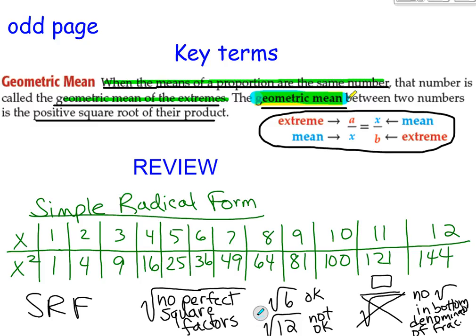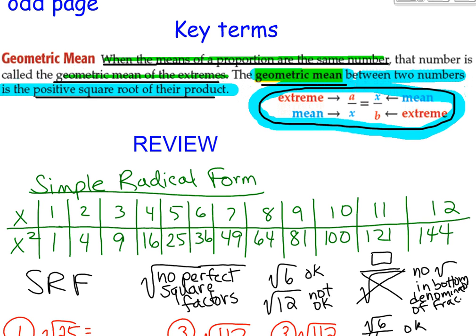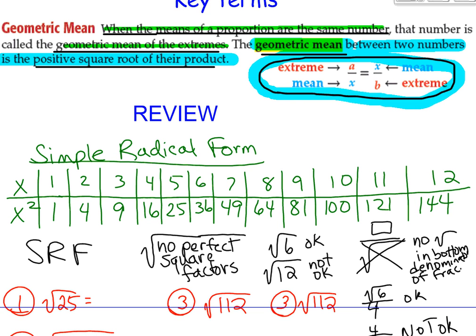Another important thing to write down is that the geometric mean between two numbers is the positive square root of their product. You can write this as well, and just below that, we'll write what that means also. We've already talked about the extremes and the means earlier. So this is your key terms on that odd page.